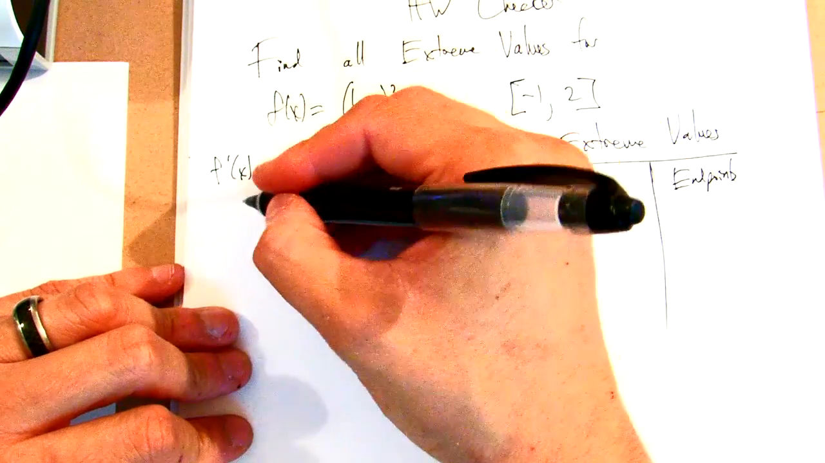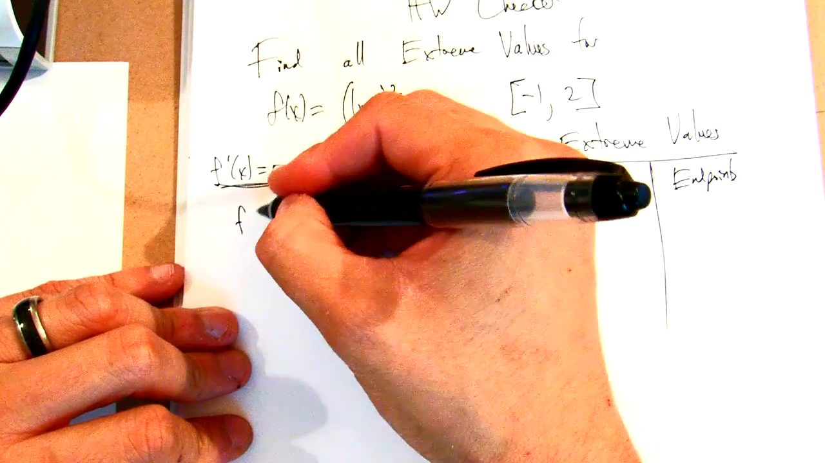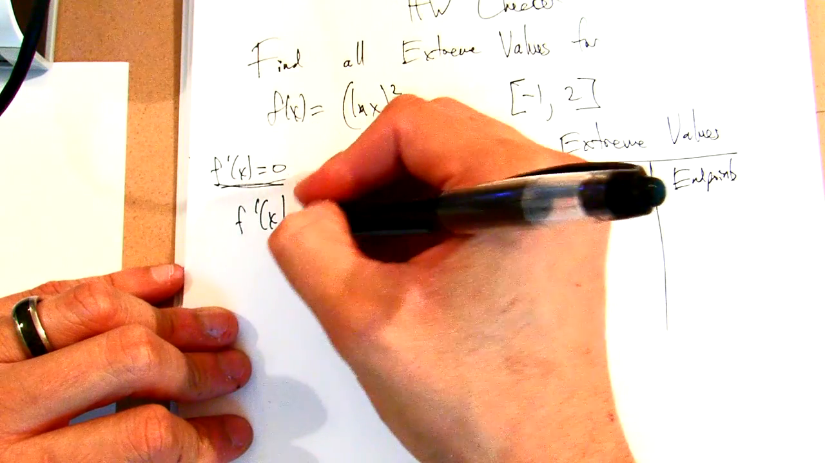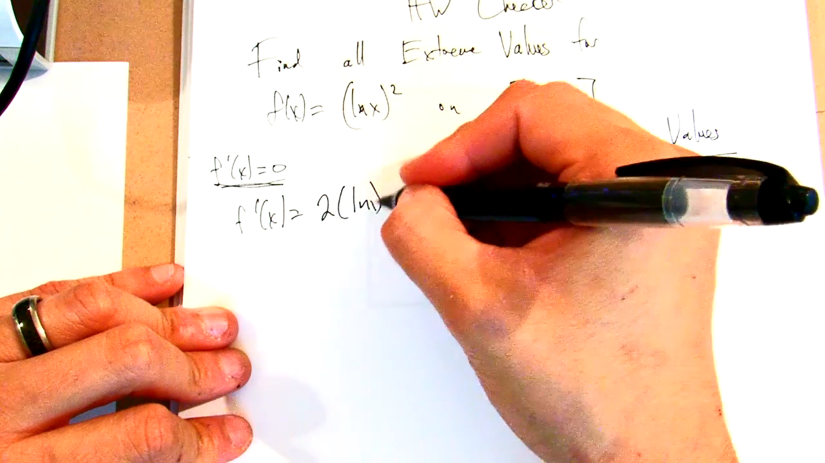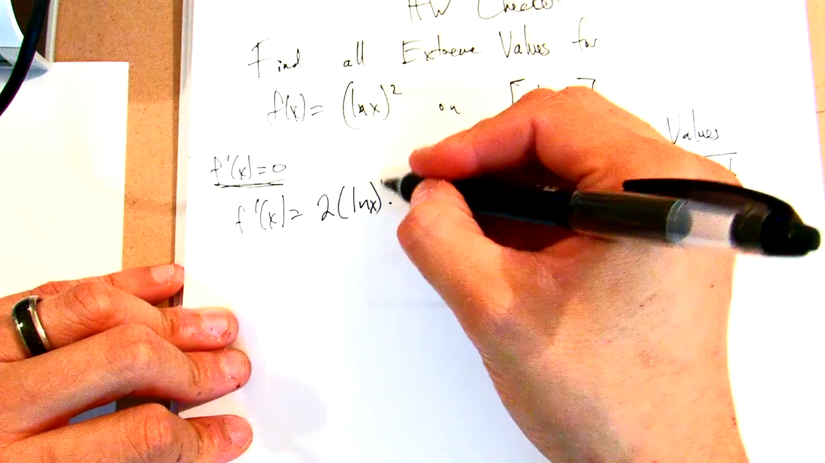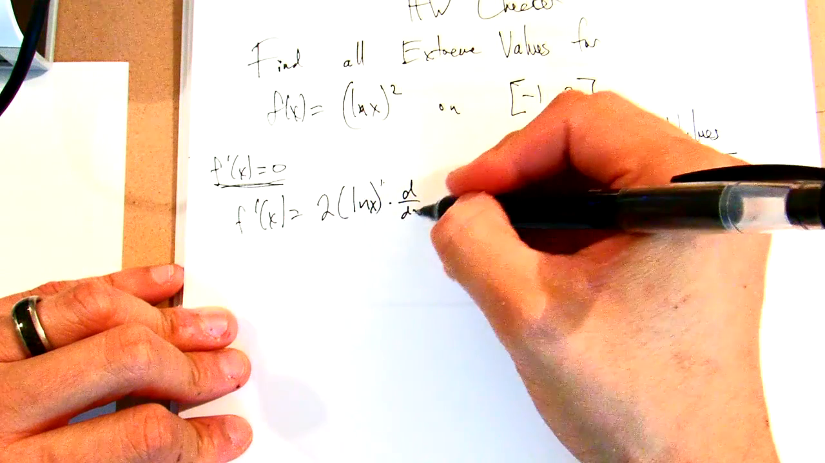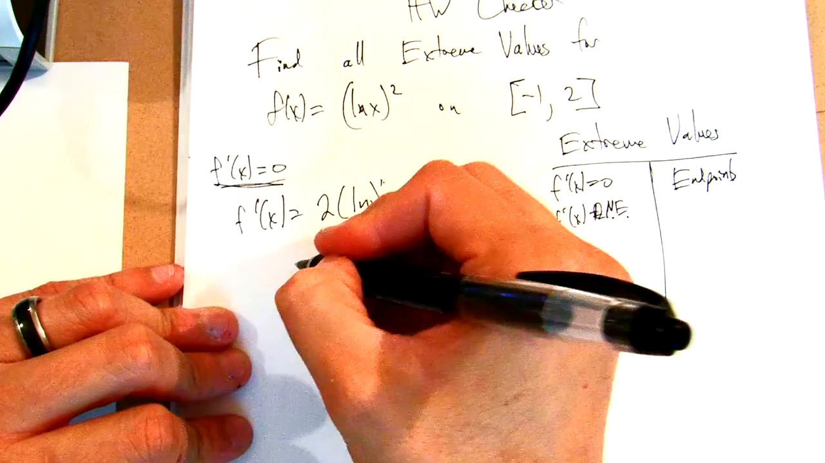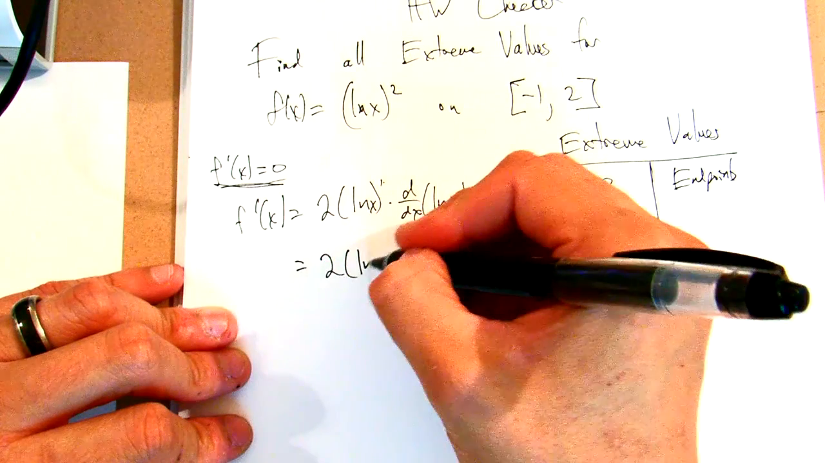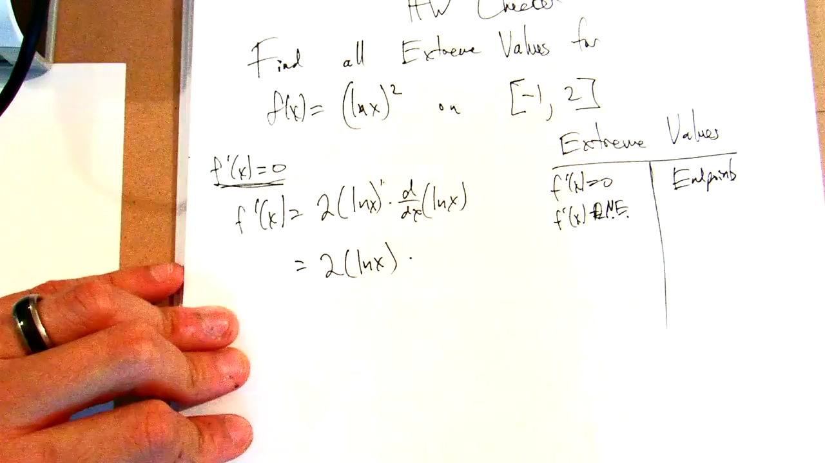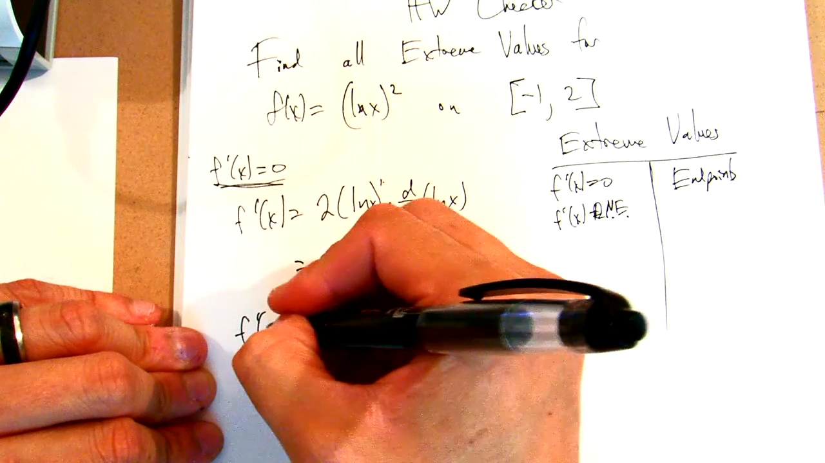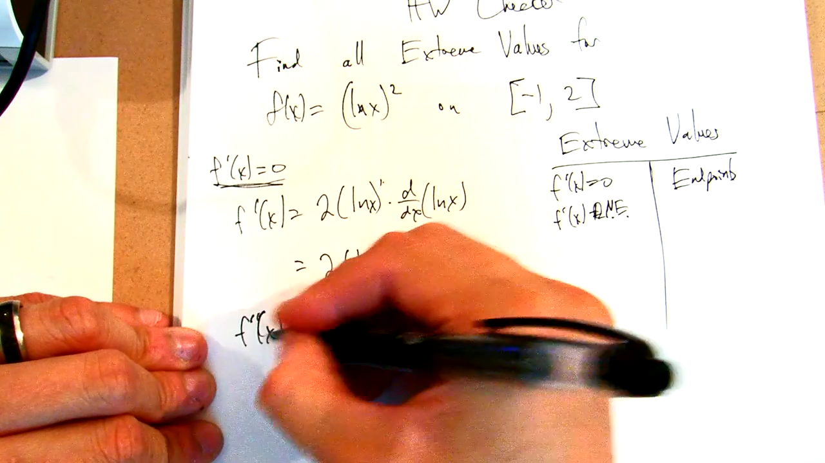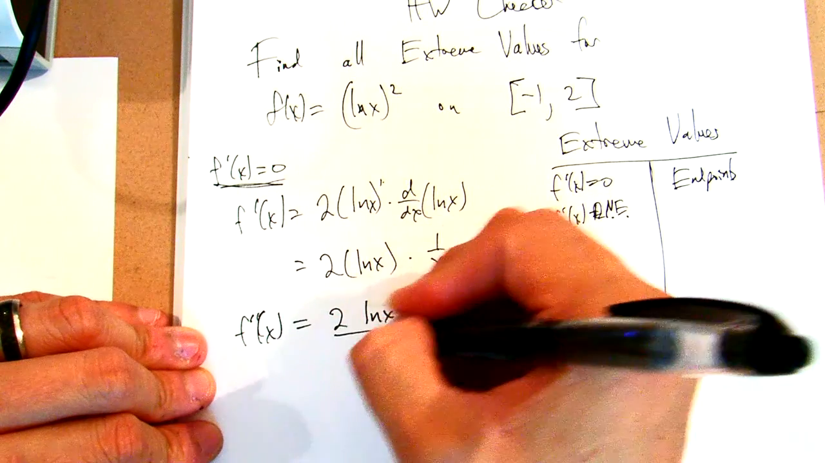We're going to take the derivative. There's no need to rewrite this. We're going to use the power rule, so f prime of x becomes 2 times ln of x to the 1, times the derivative of the inside function, which is ln of x. We rewrite this as 2 times ln of x times the derivative of ln, which is 1 over x. And so we get f prime of x is equal to 2 ln of x over x.